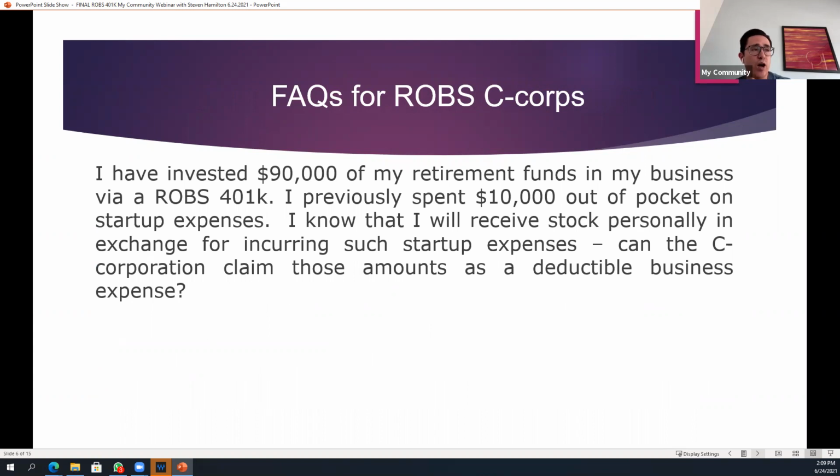With our first FAQ that we brought to the session, we say here, I've invested $90,000 of my retirement funds in my business via a ROBS 401k. I previously spent $10,000 out of pocket on startup expenses. I know that I'll receive stock personally in exchange for incurring such startup expenses. In other words, let's say 10,000 shares to you personally on account of the $10,000 that you spent out of pocket to get the business going, and then 90,000 shares issued to the 401k on account of the $90,000 that was invested via the ROBS 401k. Can the C corporation claim those amounts as a deductible business expense?